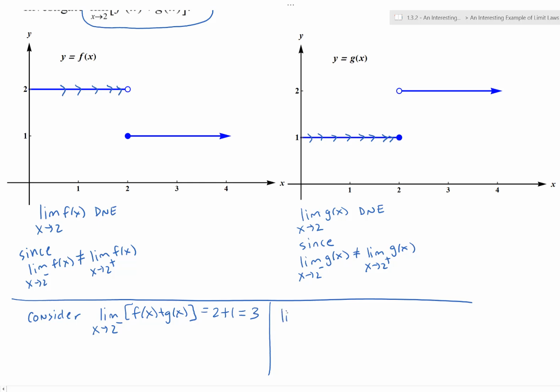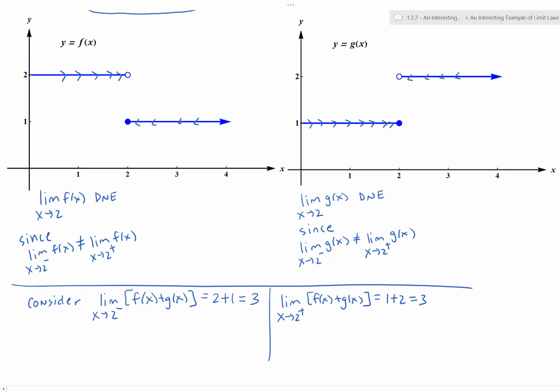What about the right-hand limit? The limit as x goes to 2 from the right of f of x plus g of x. Well, notice that for f, as we approach 2 from the right, it's getting closer and closer to 1. And g, as we approach 2 from the right, is getting closer and closer to 2. So in fact, this is getting closer and closer to 1 plus 2, which is 3. And what we see here is that the left-hand and right-hand limits both match up. And hence, they're the same thing, and it follows that the limit as x goes to 2 of f of x plus g of x here is actually 3.